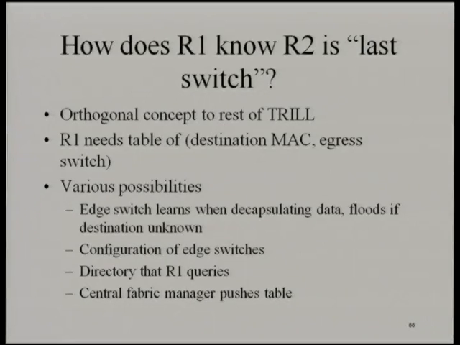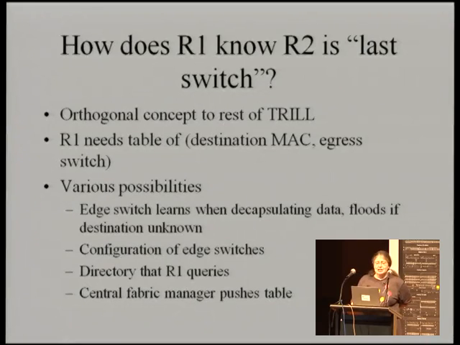So how does R1 know that R2 is the correct last switch? That's really orthogonal to the rest of TRILL. There's various possibilities. The initial versions of TRILL work like bridges, where when you decapsulate a packet, when you're R2, you look at the source MAC address in the inner Ethernet header and the first switch in the TRILL header, and you remember, if you want to send something to that MAC address, you should send it to the guy who you received it from.